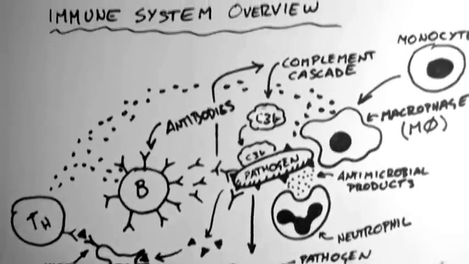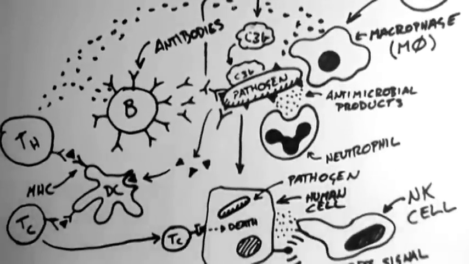If the pathogen gets past all these defenses, then the body is in real trouble. And that's an overview of the immune system. Keep in mind that this overview is very simplified and a lot more complex interactions go on.